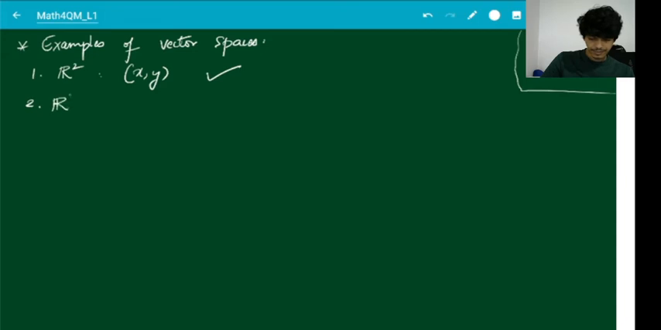What if we take R3? So now this is a set of three real numbers x, y, z. I want you to verify for yourself and convince yourself that this is also a vector space for the exact same reasons. Everything that we said for R2, in which there were only two components, is also going to work over here for R3, which has three components. Let's take one more example. All the points on the line y equals mx.